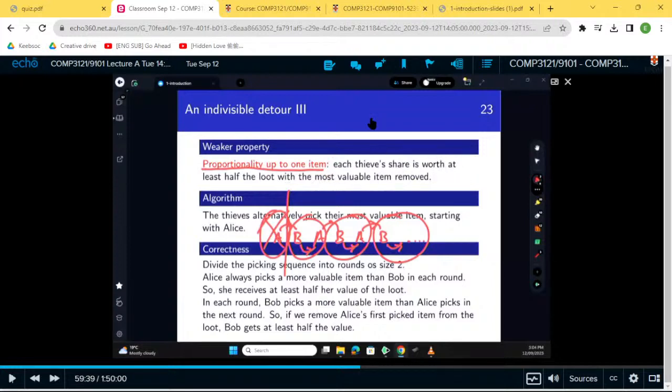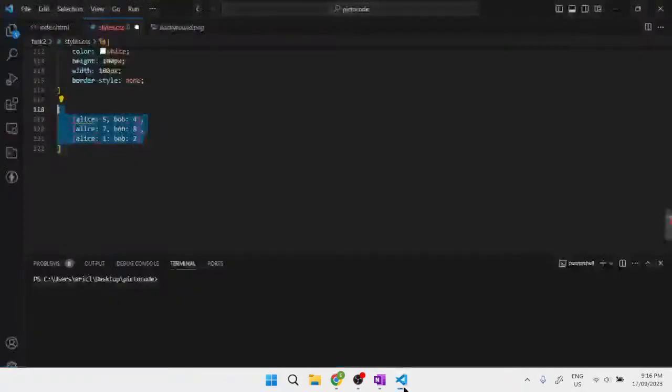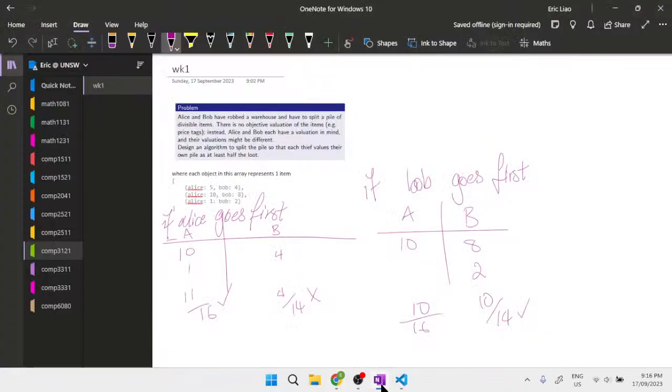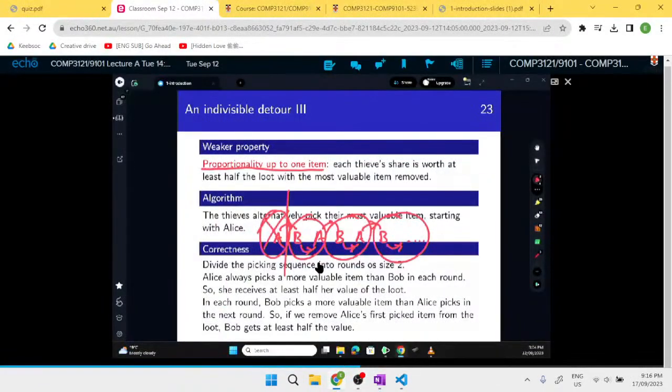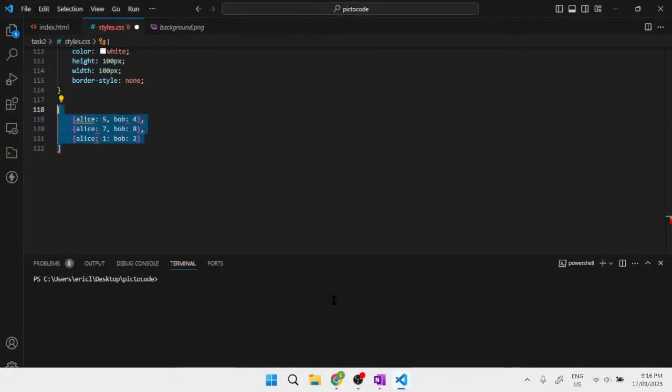Oh, okay. Yeah. So with the most valuable item removed. Guess it makes sense in that sense.